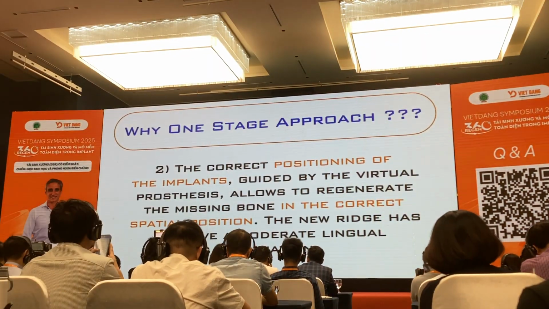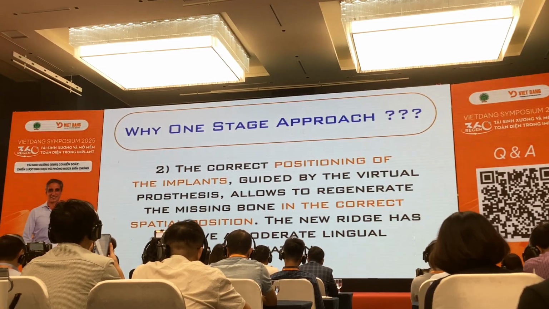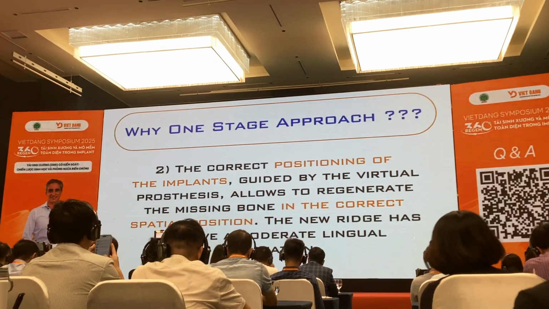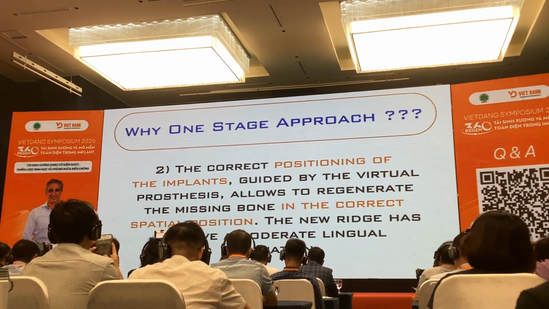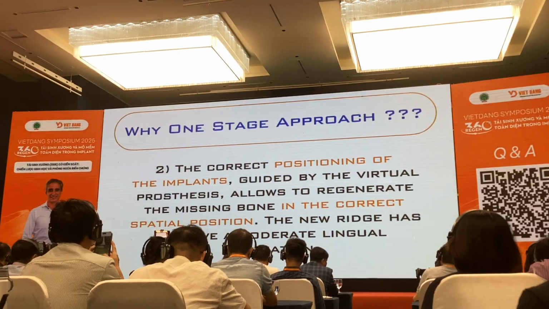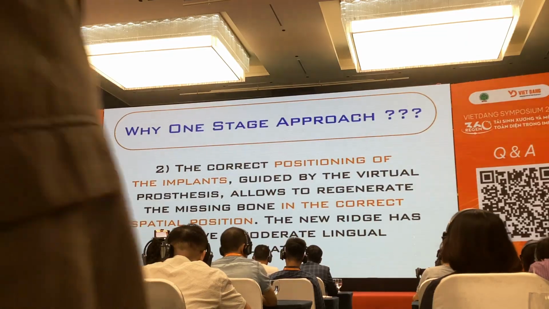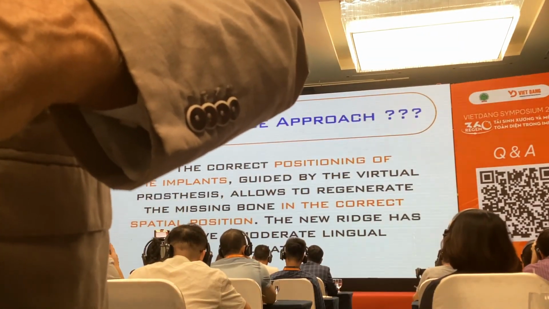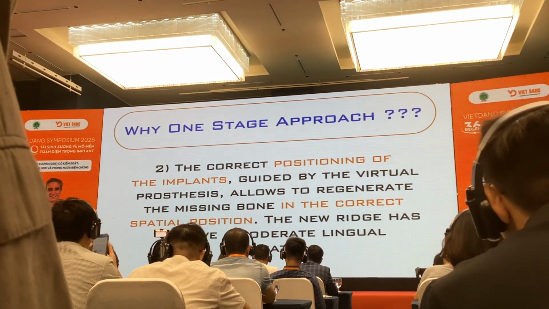Naturally, the project of the implants has been done with the prosthesis, the virtual prosthesis. It means that I planned the prosthesis in antagonist with the upper jaw. I place the virtual implants in relationship with the prosthesis, and then with the surgical guide, I place the implants in the ideal and correct position. It means that the implant gives me the position of the volume that I have to regenerate.